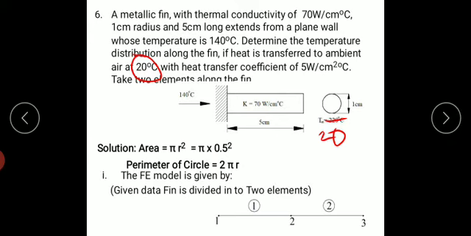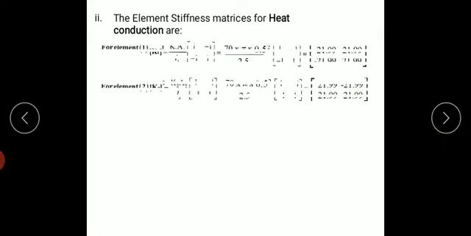This FE model: the given data says the fin is divided into 2 parts. In the given data he says to take 2 elements along the fin. So here the fin is total 1 element, but he is saying to make it 2 parts. So I make it element 1, element 2, with 3 nodes T1, T2, T3, or node 1, node 2, node 3. So what is the second step?